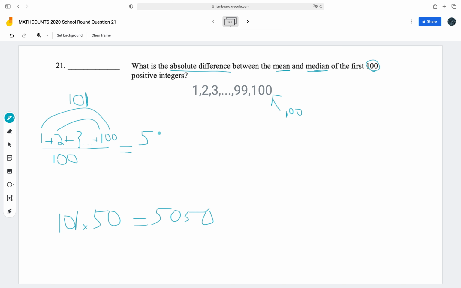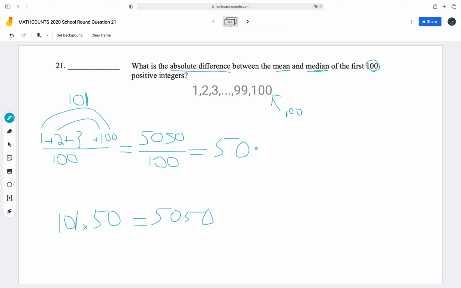So we can plug it into our formula and get 5,050 over 100. That's 505 over 10. Then you just move the decimal place, and you get 50.5. Which seems about right because 50.5 is a bit in the middle.